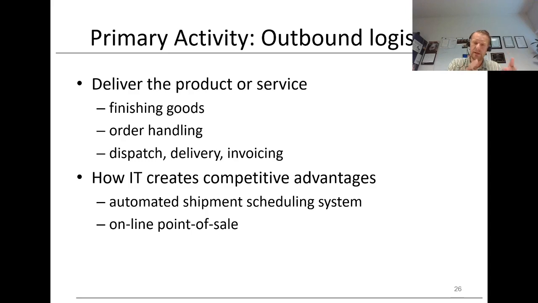Because what if you send a product or service to the wrong destination? How can you make sure, if you send the newest laptop from Apple to a destination and it's the wrong destination, or it's not the laptop that the customer intended to purchase, then how you can make sure that this laptop is returned and that the appropriate one is being sent in a second step? All of this is part of outbound logistics. So it's also about reverse logistics. So here also you can study how IT creates competitive advantages, how I can have automated shipment scheduling systems. What about online point of sales? How can I fully automate that using IT?